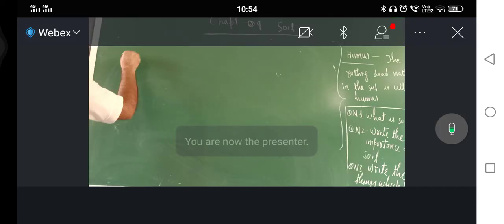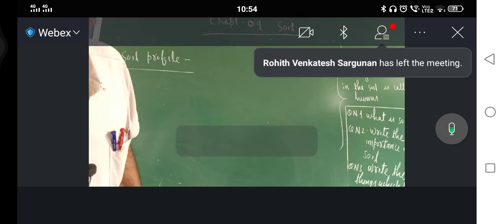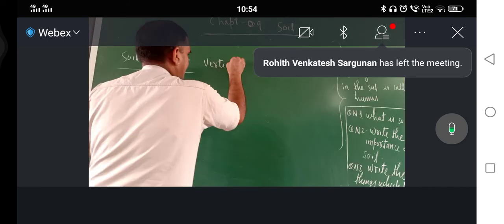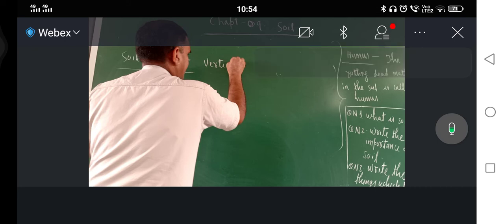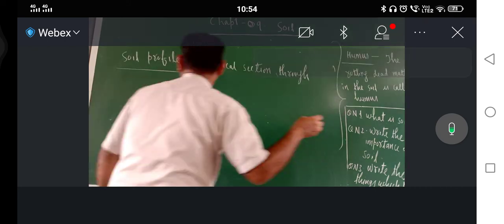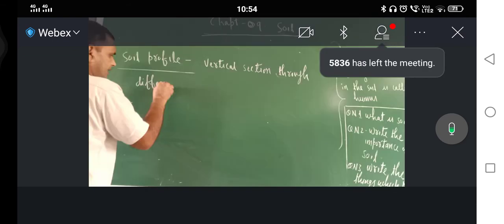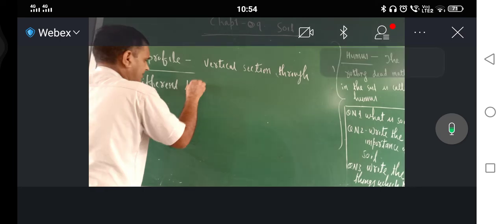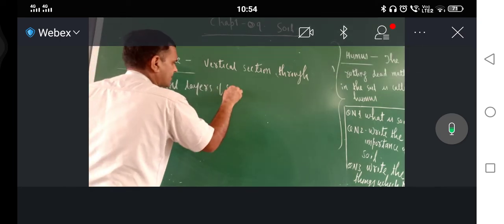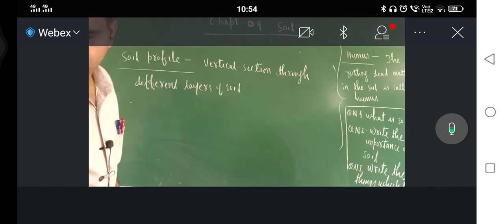Soil profile. Vertical section through different layers of the soil. Vertical section through different layers of soil is called soil profile.